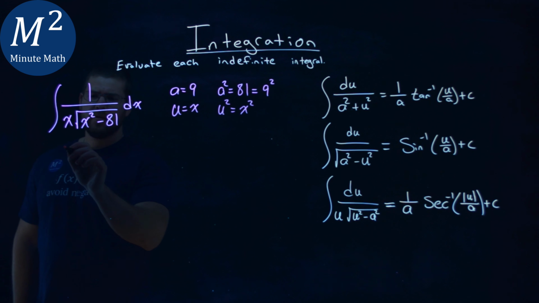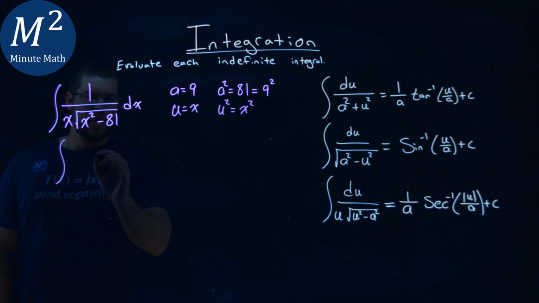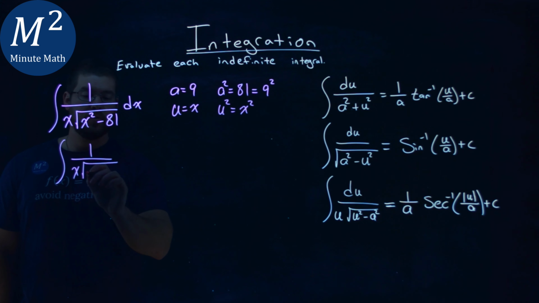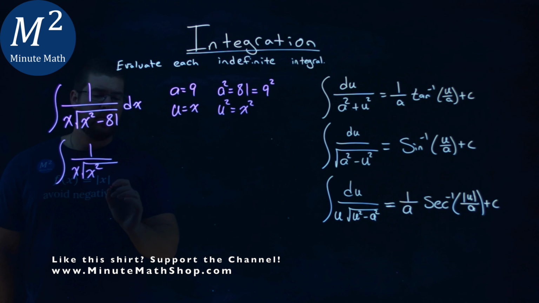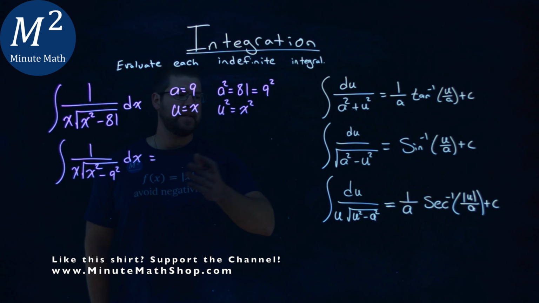So now let's rewrite this integral to line up and look just like our definition. We have 1 over our x value being u, so it's just x, pretty easy, square root x squared, but instead of the 81, I'm going to subtract 9 squared, dx. And now from here, I can apply my definition.